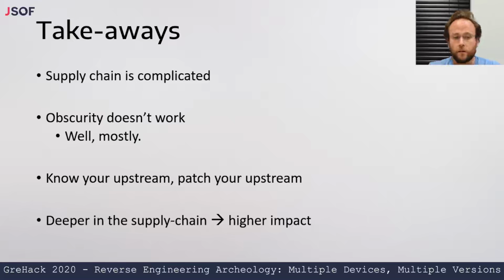And very important, the deeper we go in the supply chain, and Treck was pretty deep in the supply chain, the higher the security impact and the wider the security impact. So this has implications both for target selection for researchers, but also for device manufacturers and suppliers of code. If your code is going to run in billions of different devices, maybe it's more important to review that code for security issues than other code that will only run on 1 or 2 or 3 devices.